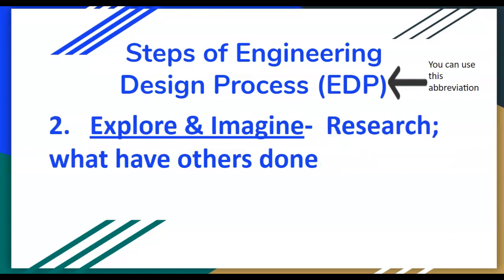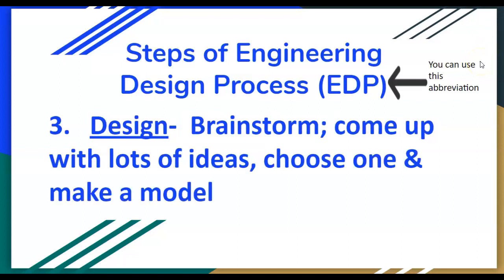Number two, explore and imagine. Try to do research on whatever the problem might be. What have other people in the world done to help this problem? Step number three of the EDP is to design. So you might sit around with a group of other engineers and brainstorm. Come up with lots of ideas, lots of creative thinking going into this process. Choose one of those ideas that you might see as a solution and then make a model.